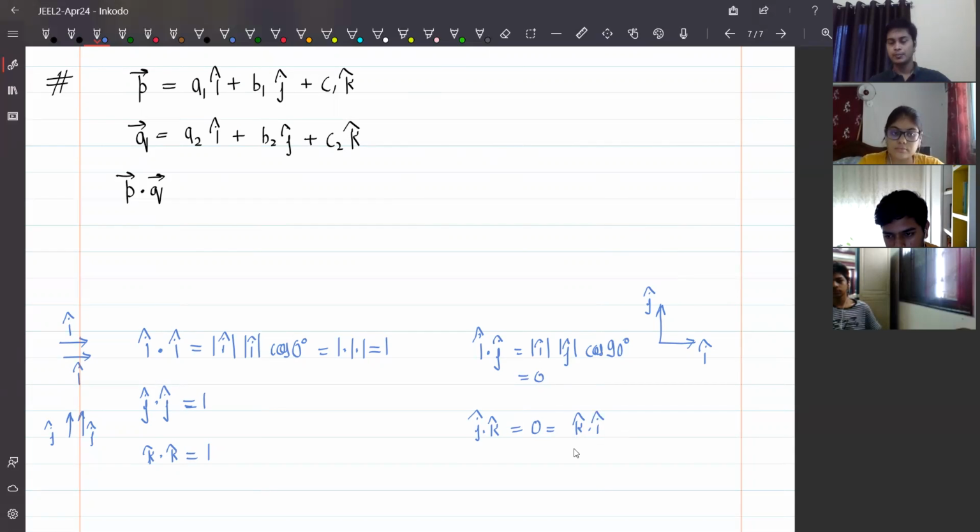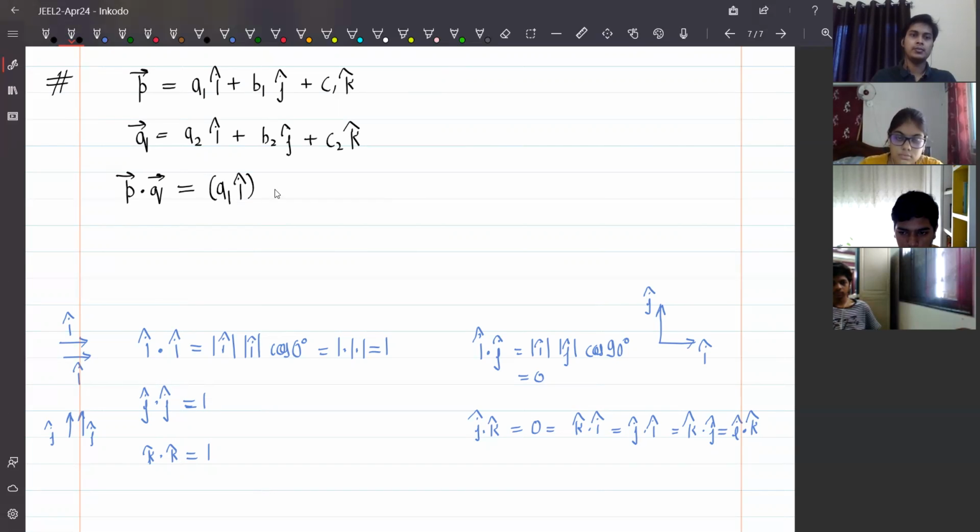So any other pair you take, K dot I or J dot I or K dot J or I dot K, all the pairs have dot product 0. But if both are the same, then their dot product is 1. So to find P dot Q, I can write it like this.